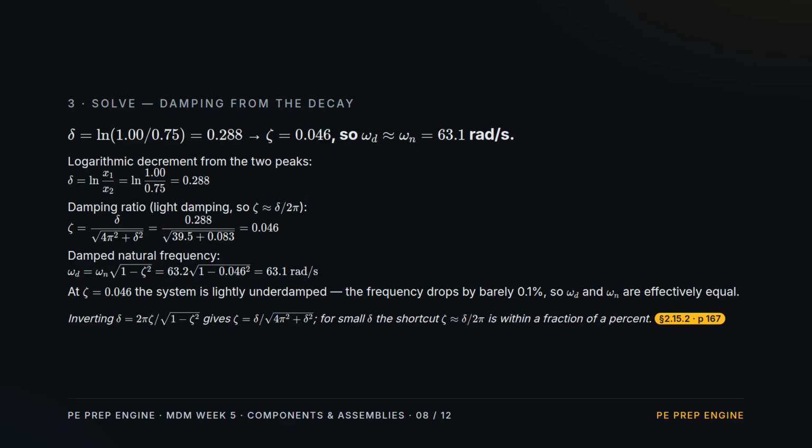Solve. Part A. The damping. The natural log of the peak ratio, 1 over 3/4, is the logarithmic decrement, about 0.29. Invert the decrement relation and the damping ratio is about 0.05. For damping this light, decrement over 2 pi is an accurate shortcut. Feed it into the damped frequency formula and the frequency dips by only 0.1%. So damped and undamped are practically the same here. Damping matters far more near resonance, which is Lesson 6.